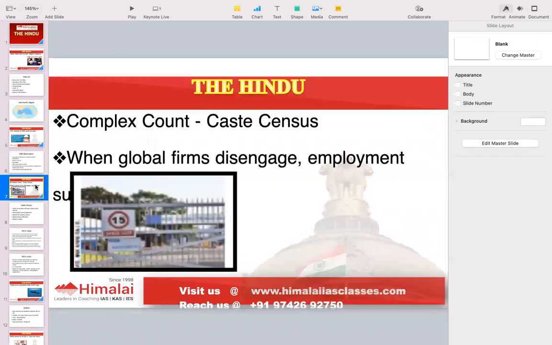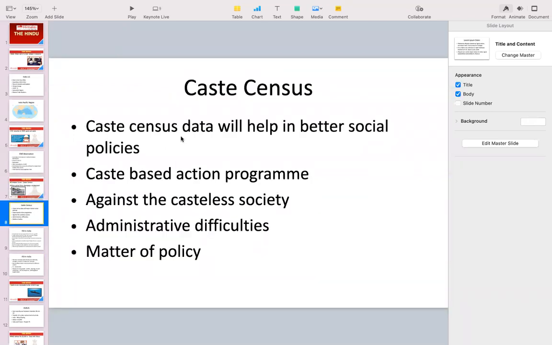Okay, moving to the next complex count. It's about the caste census, and there was another article about the FDI. So let's take a look at both of them one by one. So the caste census, I told you in the last lecture as well. We have the census, that is nothing but counting of population.